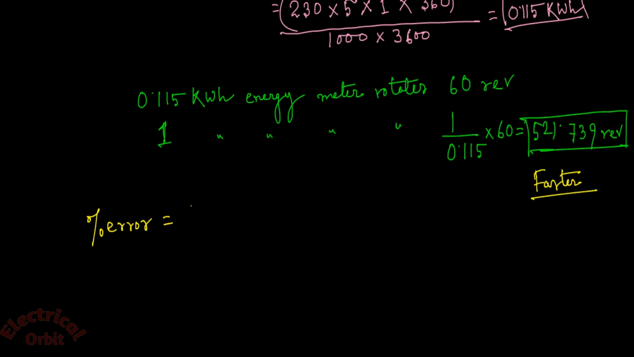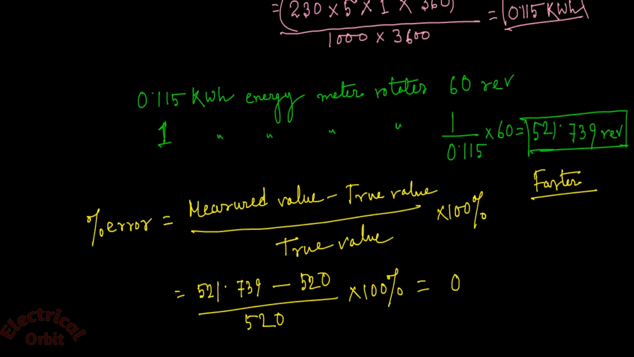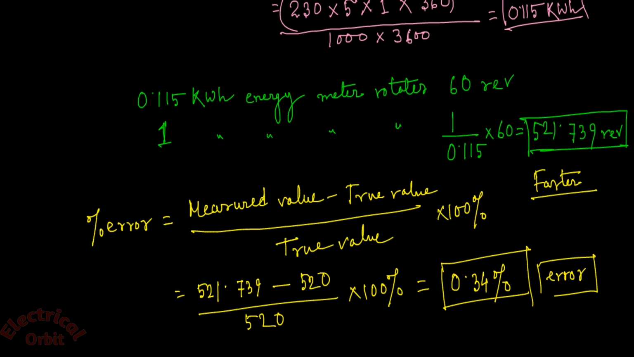So what is the percentage error of this meter now? It is measured value minus true value by true value into 100. So this is equal to approximately 0.34%. So this is the percentage error of the energy meter that has been manufactured or designed or found during the testing. Thank you.